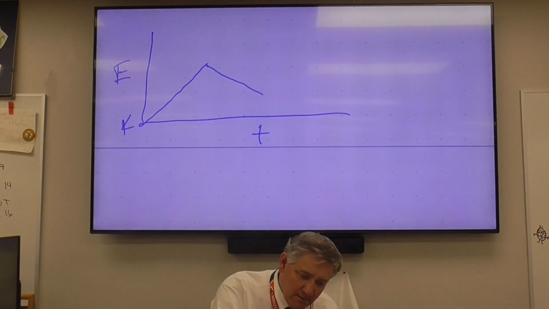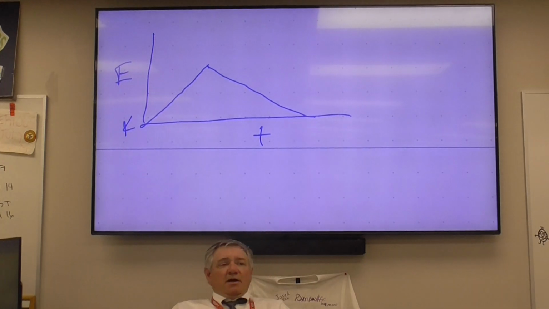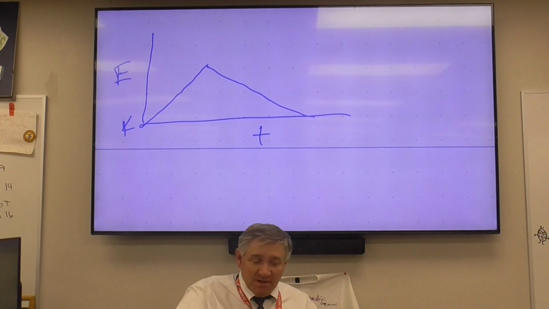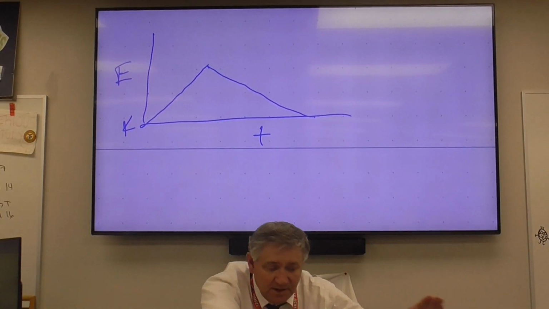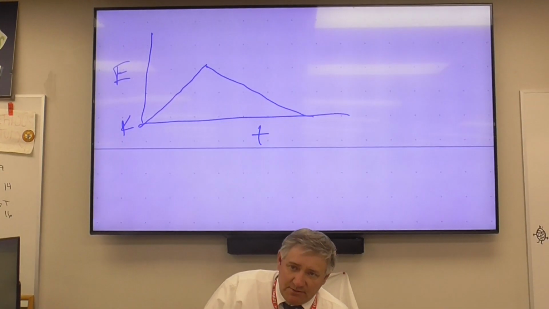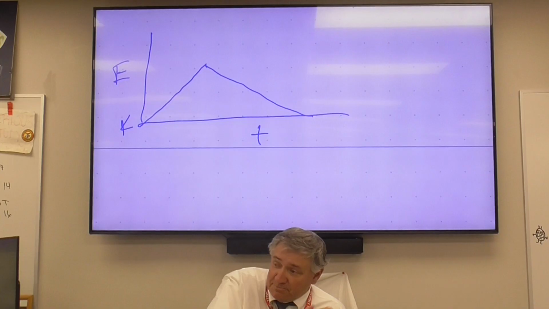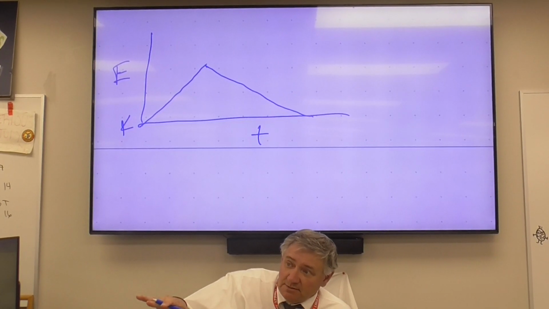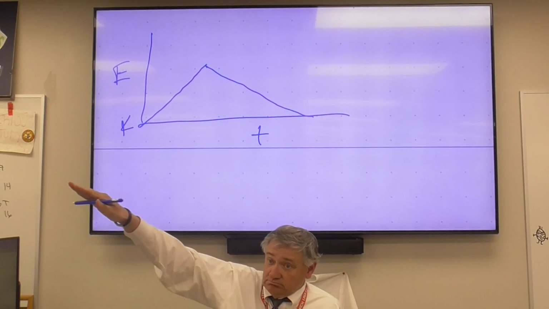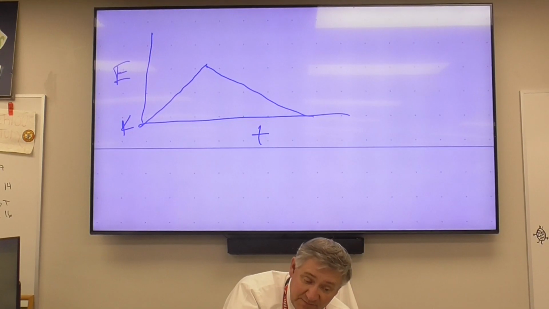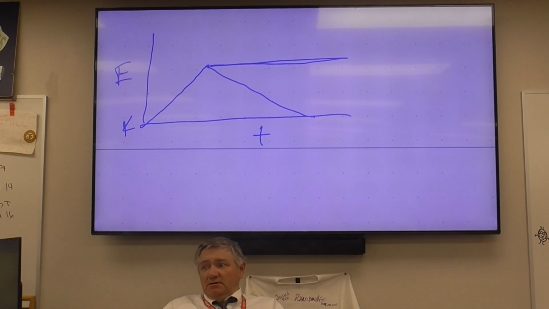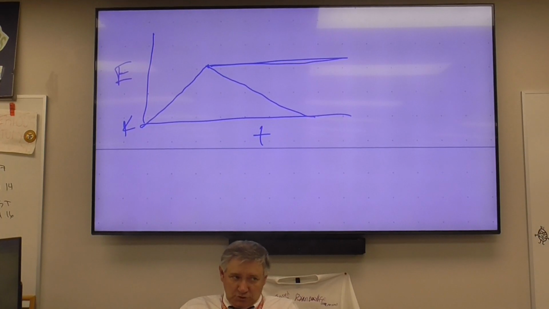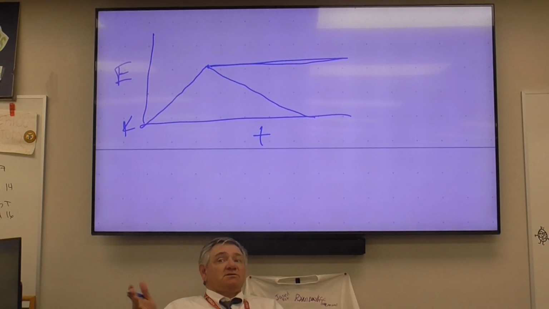Why? Friction. There's friction. If I had flipped that over and done that, what would my kinetic energy graph do if it was a perfectly frictionless surface? Then it would just level off. So if it was frictionless, the graph would go like this. Cool.